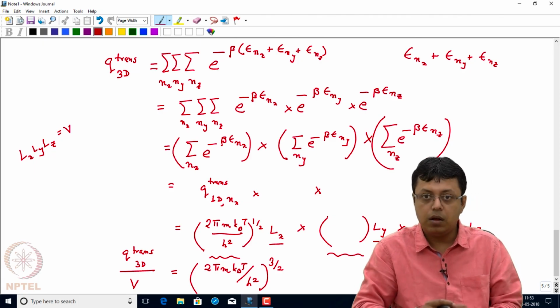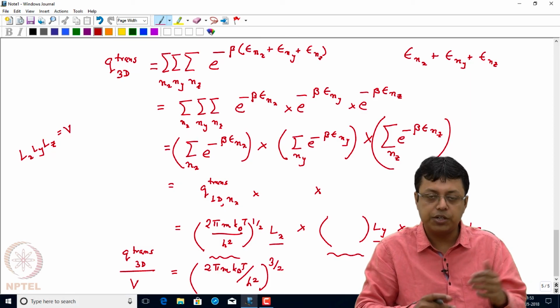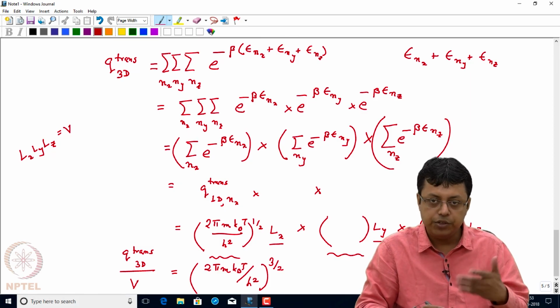Now we will see what the rotational partition function is, and eventually we will see what the vibrational partition function is.